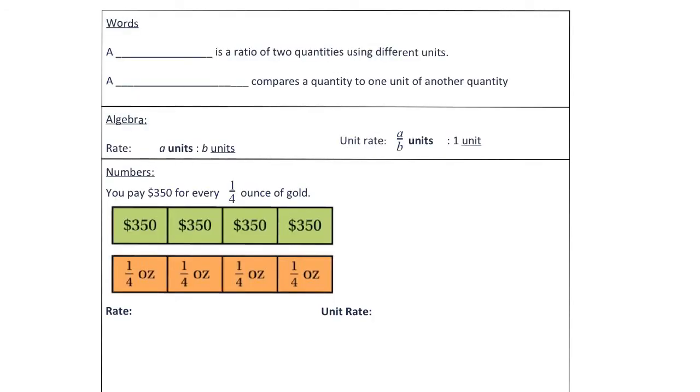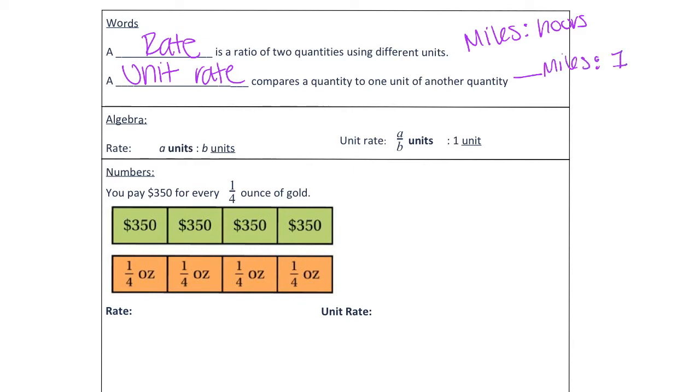Okay, so now let's talk about rate. A rate is a ratio of two quantities using different units. So like we had miles compared to hours before. Okay, and a unit rate compares a quantity to one unit of another quantity. So how many miles in 1 hour? Okay?